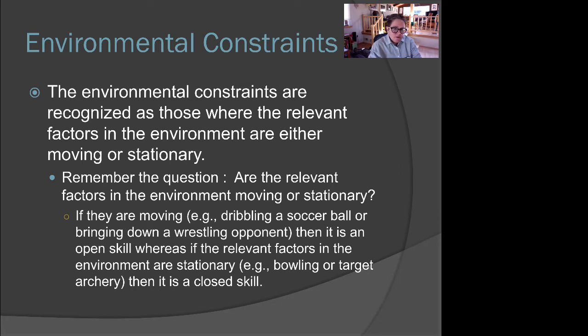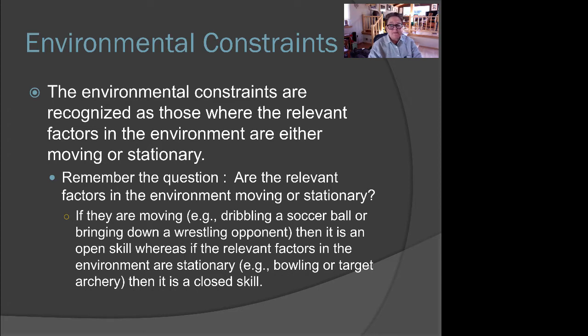So when we're talking about environmental constraints as they relate to being moving or stationary, we can ask the question, are the relevant factors in the environment moving or stationary? So if they were moving, an example of this would be dribbling a soccer ball or bringing down a wrestling opponent. Then it's an open skill because the relevant factors in the environment are moving.